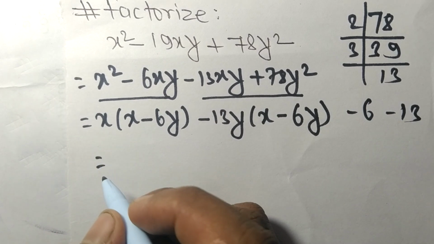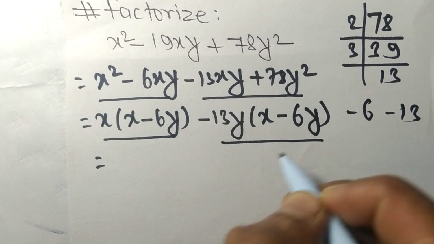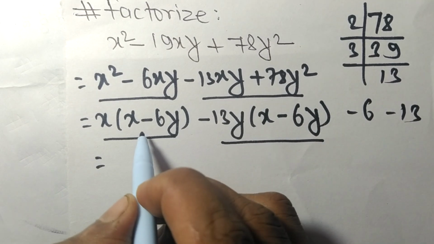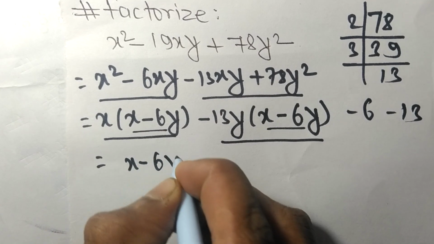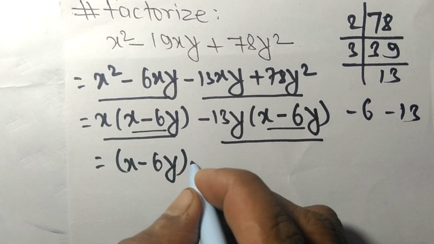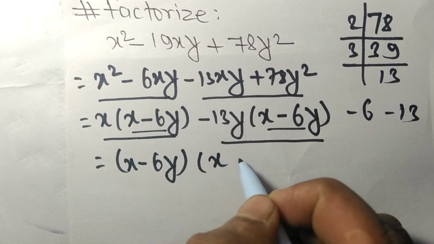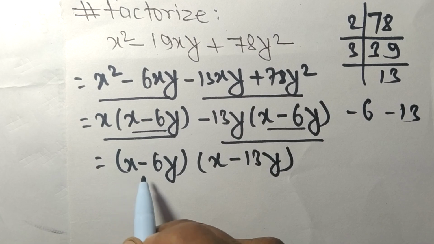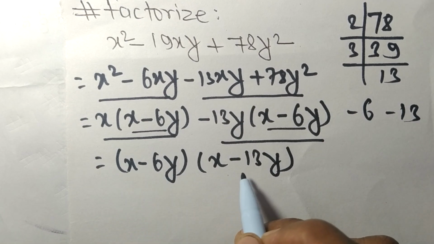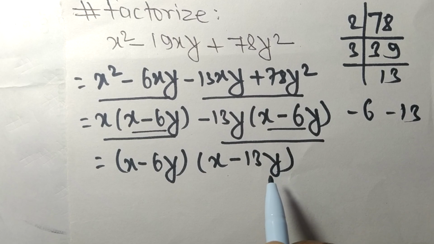So now we again find the commons in the first and last expression. Both contain x − 6y. So x − 6y is common and the remainder is x in the first and minus 13y in the last. So (x − 6y) and (x − 13y) are the required factors. So this much for today, and thanks for watching.